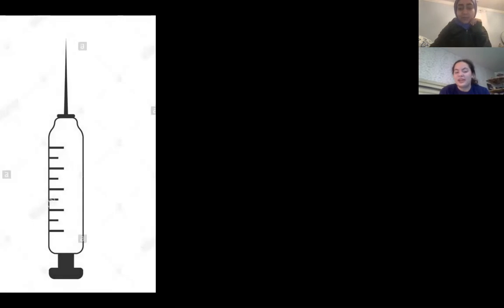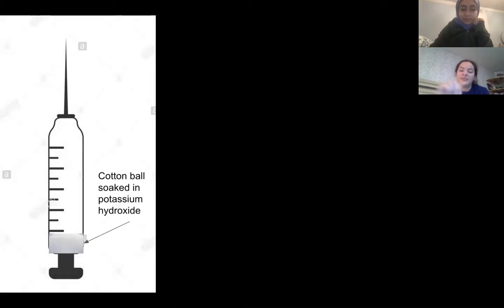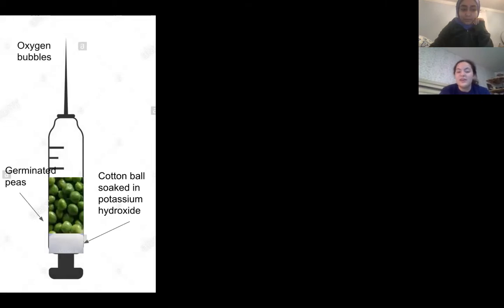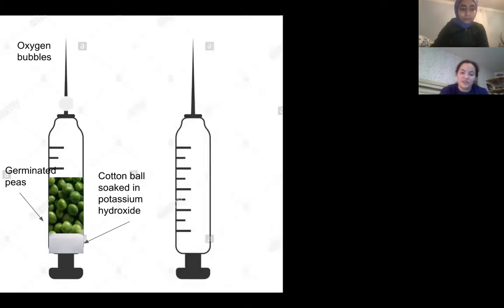So in the beginning of the lab, they fill a syringe with a cotton ball that is soaked in potassium hydroxide, and then on top of it, they add germinated peas, and then they put it into water and let it sit there for a couple minutes. As it's sitting there, oxygen bubbles start to pop up, and they keep getting closer and closer to the inside of the syringe.